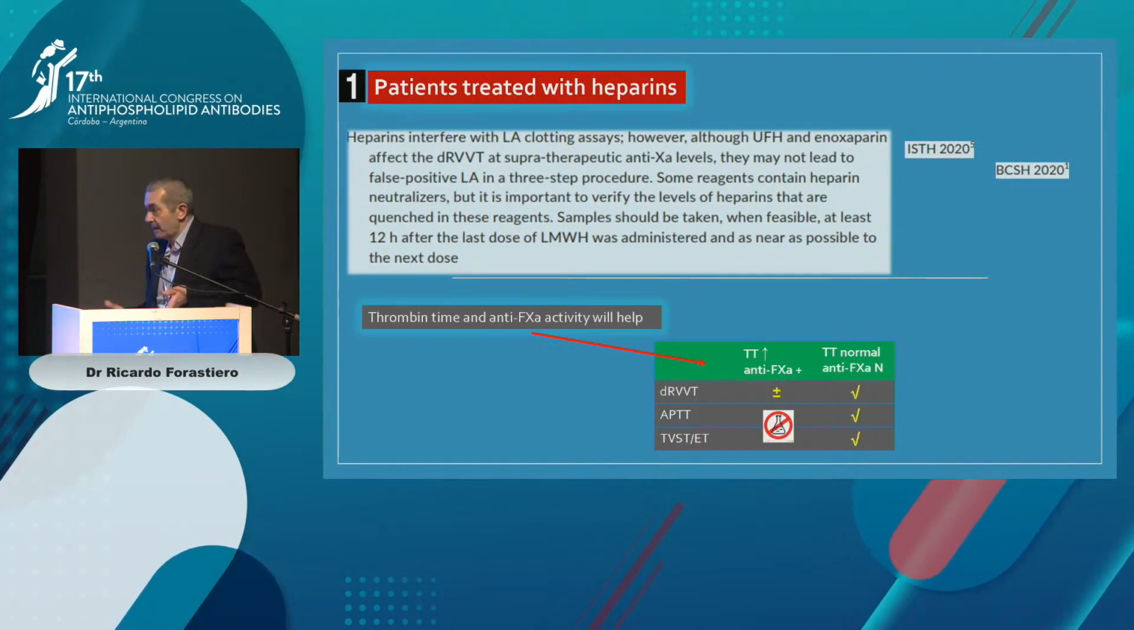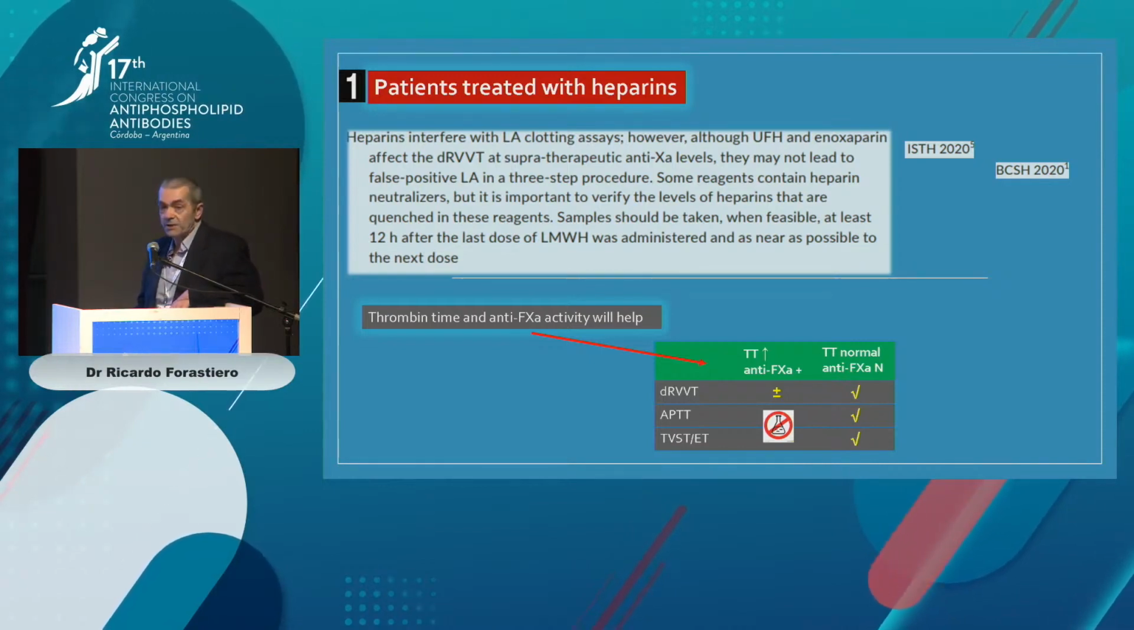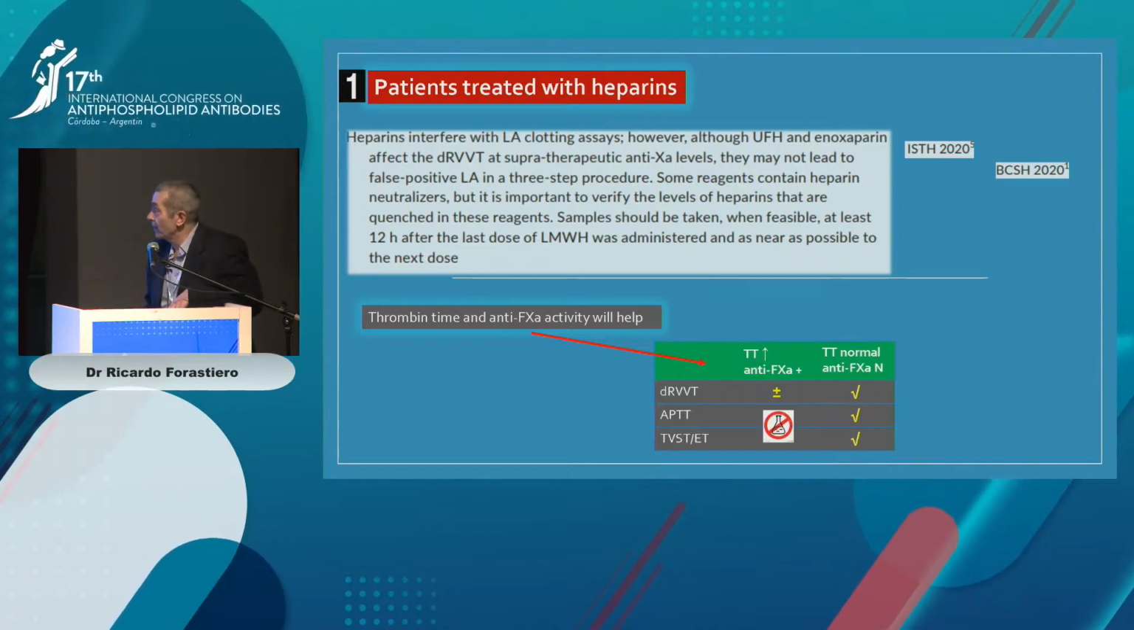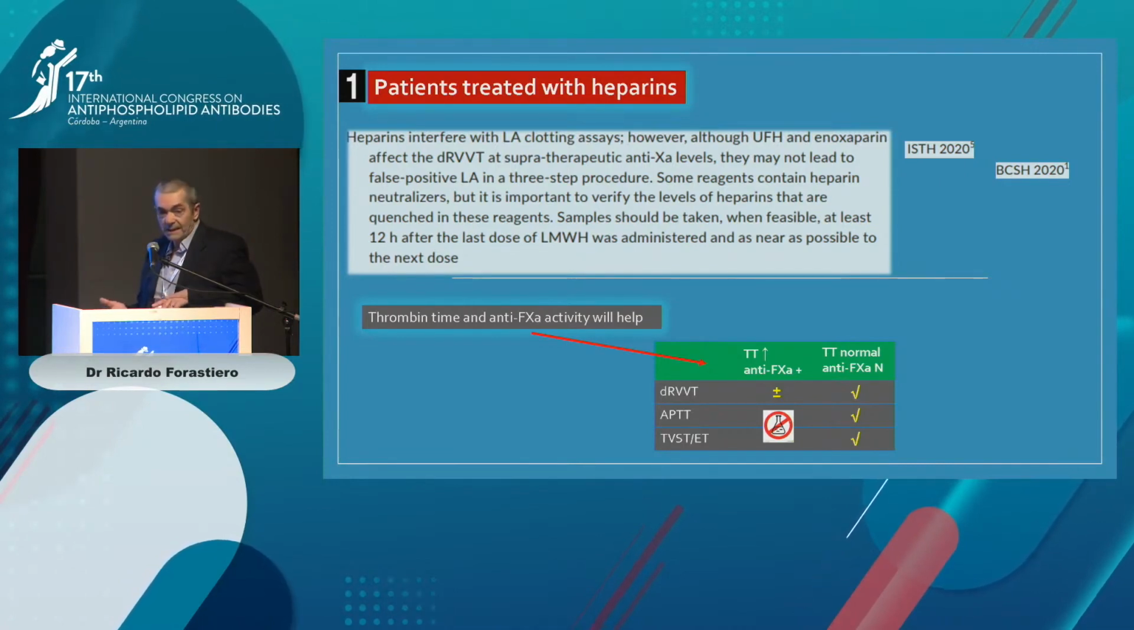In patients treated with heparins, the recommendations are that heparins interfere with LA clotting assays. However, although classical heparin and enoxaparin affect the dRVVT at supratherapeutic anti-Xa levels, they may not lead to false positive LA in a three-step procedure as recommended. Some reagents contain heparin neutralizer, but it's important to verify the levels of heparin that are quenched in these reagents. Samples should be taken, when feasible, at least 12 hours after the last dose of low molecular weight heparin was administered or as near as possible to the next dose. So in this case, thrombin time and anti-factor Xa activity will help to identify if LA testing is possible. And if in either assay thrombin time is prolonged or anti-Xa is positive, LA testing must be stopped.